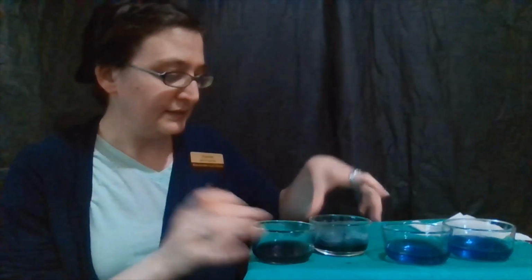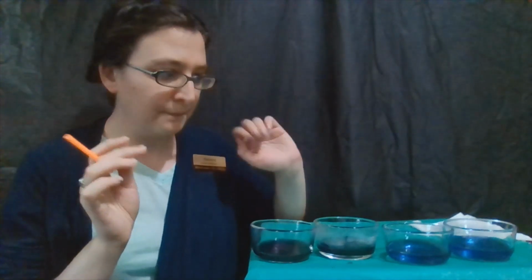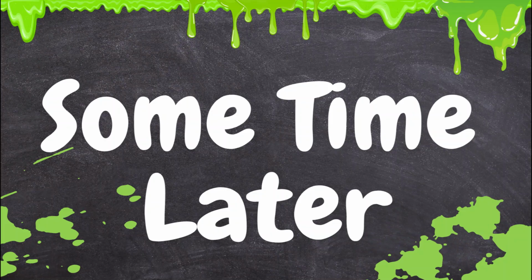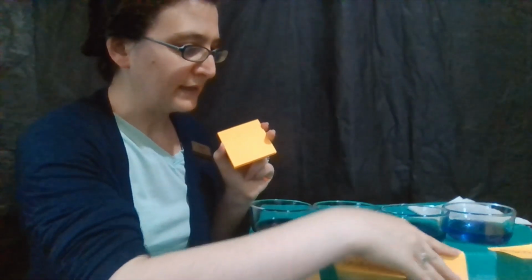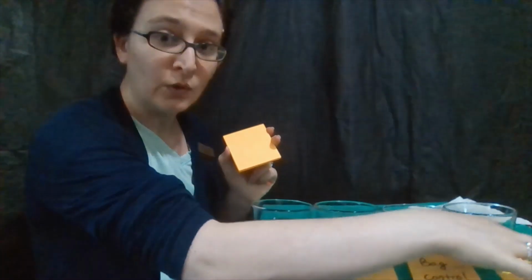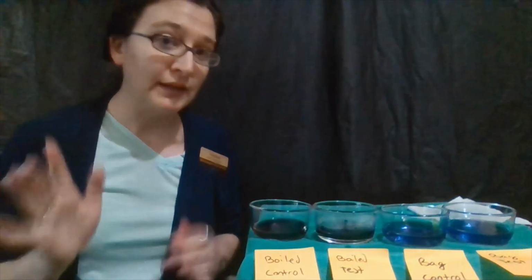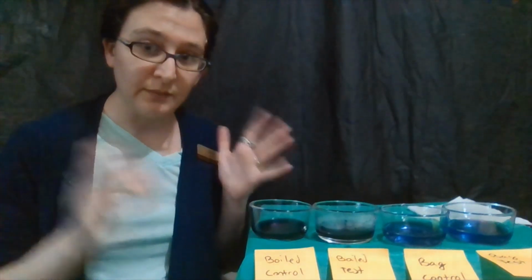Because what I'm going to do is take this straw and put it into our test, right? So for mine, I should label these. One second. Okay, so now I have these labels. Let's see if you guys can see them. We've got boiled control, our boiled test, our bag control, and our bag test. Now our control is the part of the experiment that we don't do anything to. So that is used as our comparison.